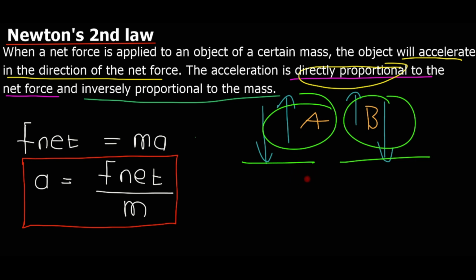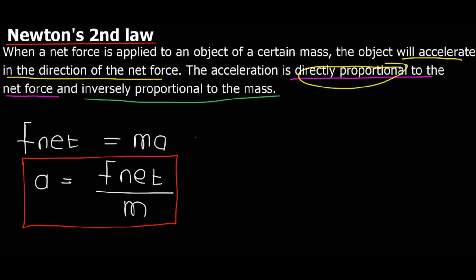And when we say inversely proportional, it's the opposite. If A increases, B decreases, and if B decreases, A increases. They are inversely proportional. So now, for this part, the acceleration is directly proportional to the net force: if acceleration increases, net force increases.